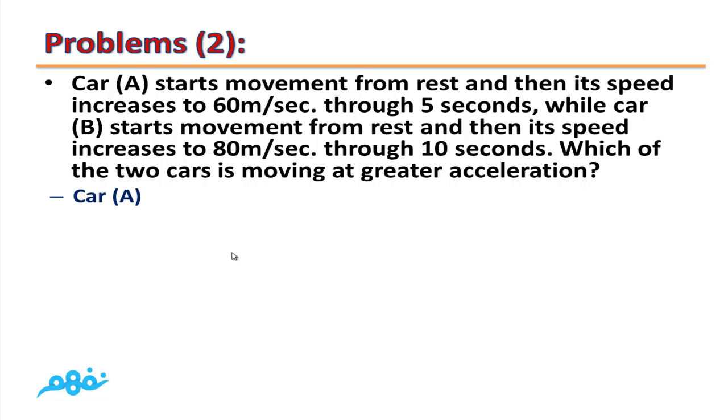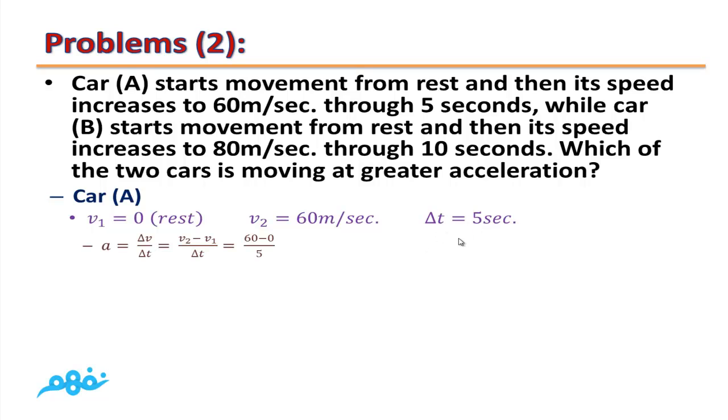First, we have to solve for car A. We will write down its given. Its initial speed is 0 because this car moved from rest. Its final speed V2 is 60 meters per second. This change occurred during 5 seconds. We can calculate its acceleration. Acceleration equals delta V over delta T equals V2 minus V1 over delta T equals 60 minus 0 over 5 equals 12 meters per second squared. So this is the acceleration of car A.